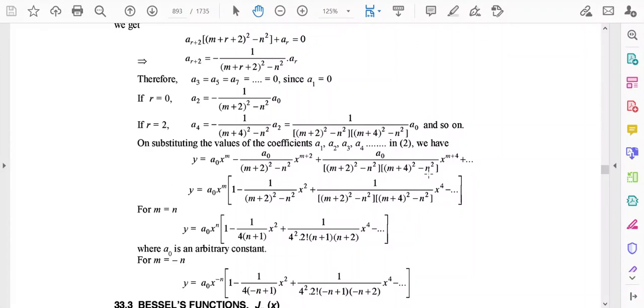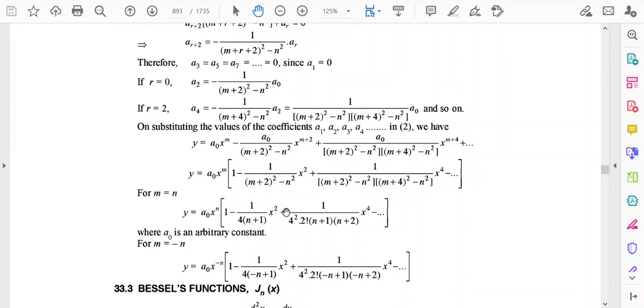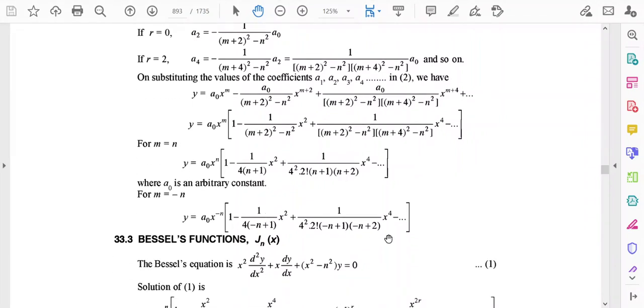Now what we can do, we can take a0 x to the power m common. So after taking common, the solution is becoming like this. Now we have already seen that there are two values of n, plus n and minus n. So this is for the positive values of n and this is for the negative values of n. So these are the solutions of the Bessel's equation.